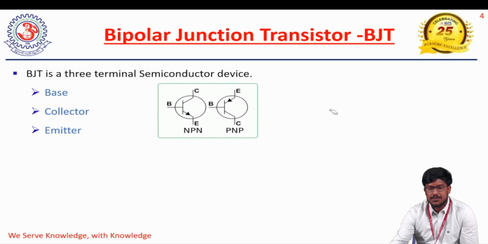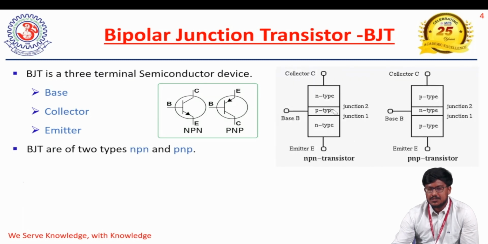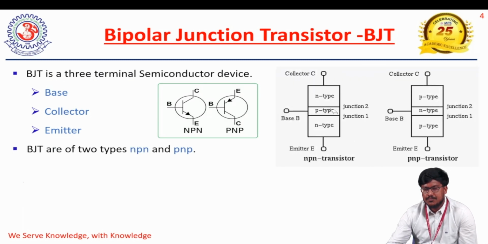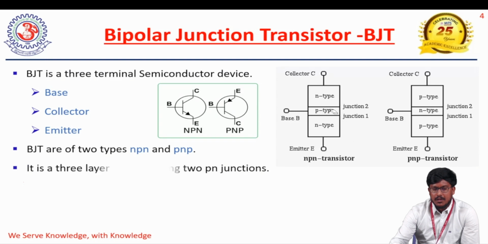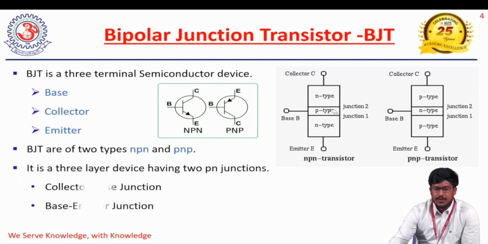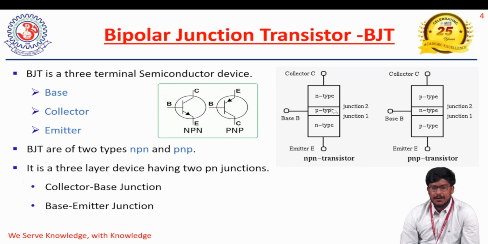So this is the symbol representation with respect to NPN and PNP. And as I said, this is the structure, how we represent the two types of transistors, NPN and PNP transistors. And as I said, it has three layers, and the two junctions we name as the collector to base junction and the base to emitter junction.